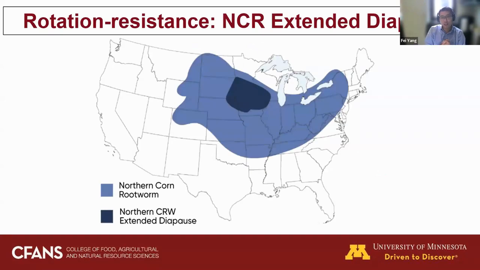And if we look at the distribution of northern corn rootworm and focus on the dark blue one here, this is the rotation resistant, which we call extended diapause. These insects are mainly distributed in Minnesota, Iowa, Nebraska, and South Dakota, and some areas of Wisconsin.